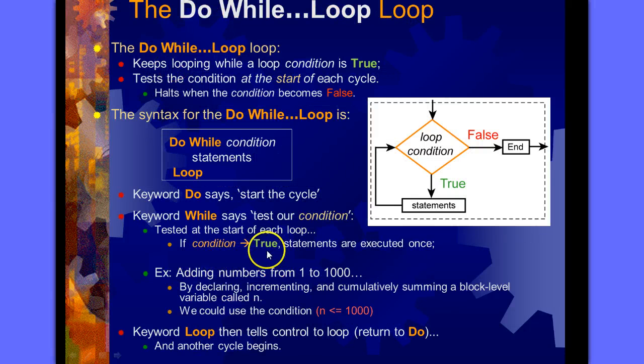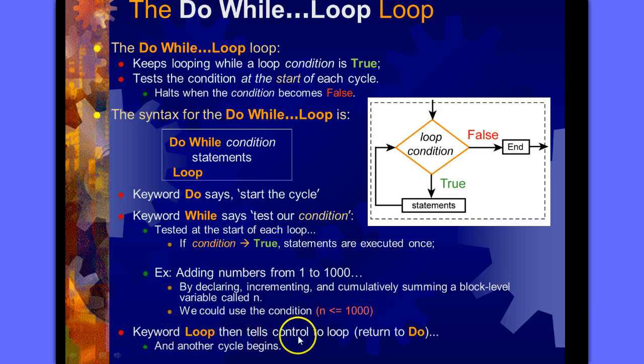Okay, so keyword while says test our condition. Test at the start of each loop. If the condition is true, the statements are executed once. For example, adding the numbers from 1 to 1,000 by declaring, incrementing and cumulatively summing a block level variable called n. So block level variable, the scope is in the block. We could use the condition n less than or equal to 1,000. Okay?